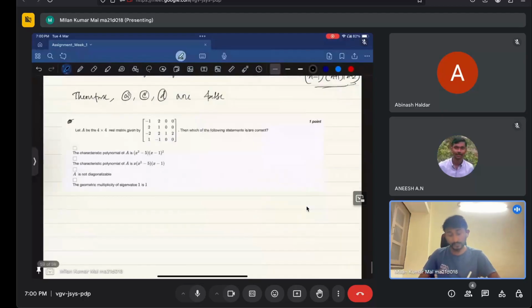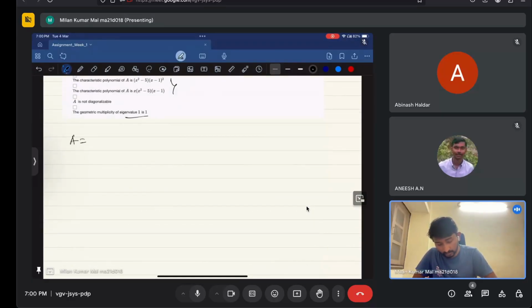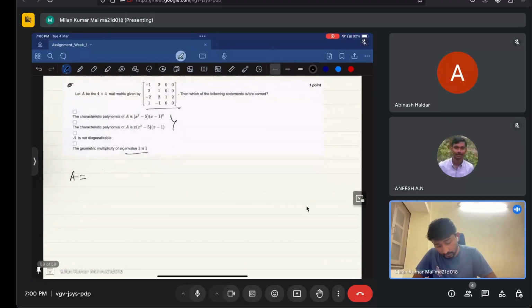So here it is saying, let A be a 4 by 4 matrix, and which of the following statements is correct? The characteristic polynomial of A is asked, and whether A is diagonalizable or not, and the geometric multiplicity of the eigenvalue 1. So let's consider A equals 1 2 0 0, 2 1 0 0, minus 2 2 1 2, 1 minus 1 0 0.